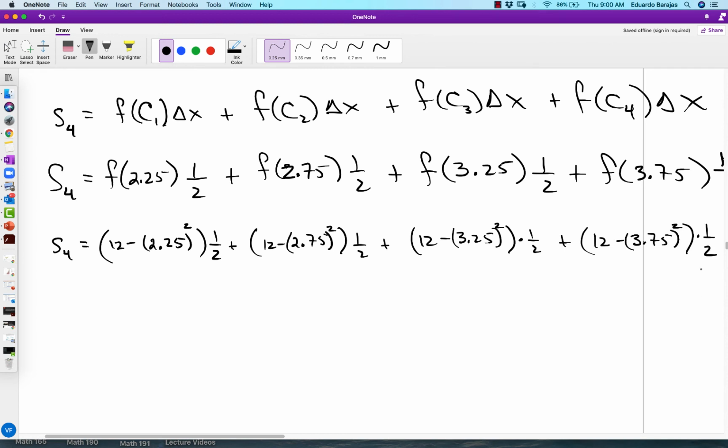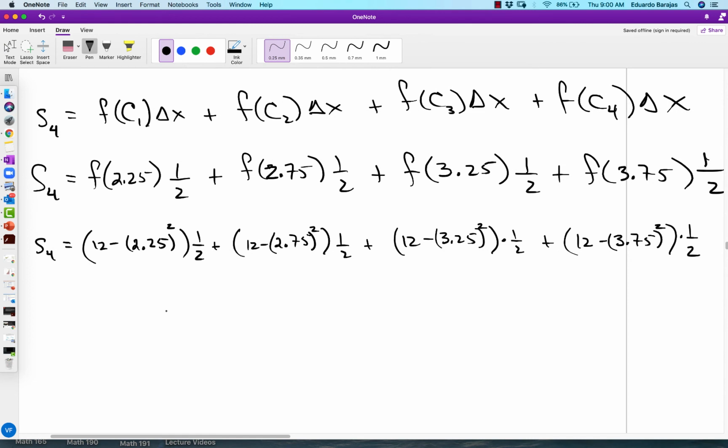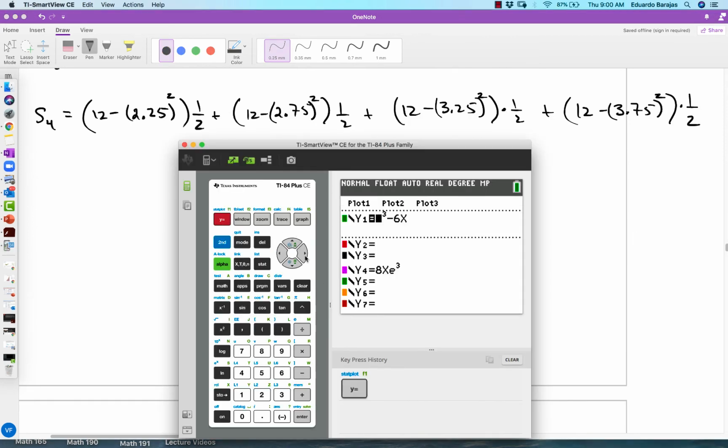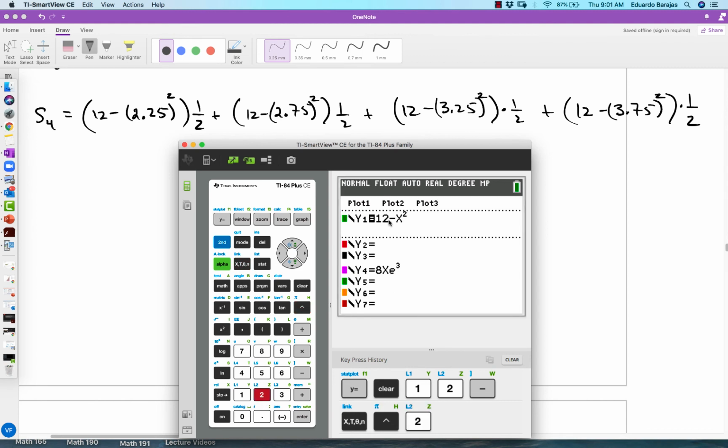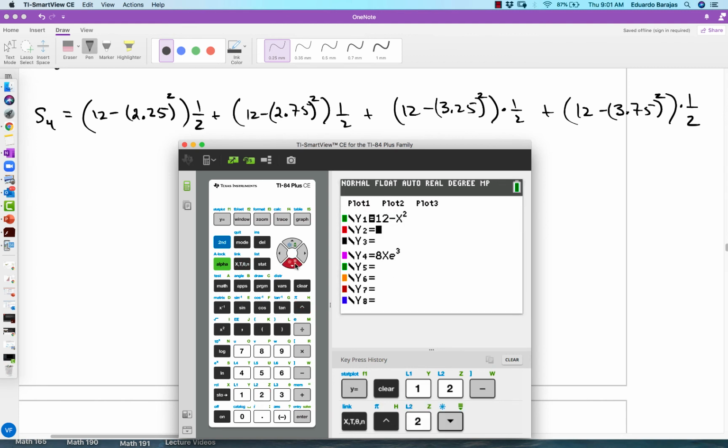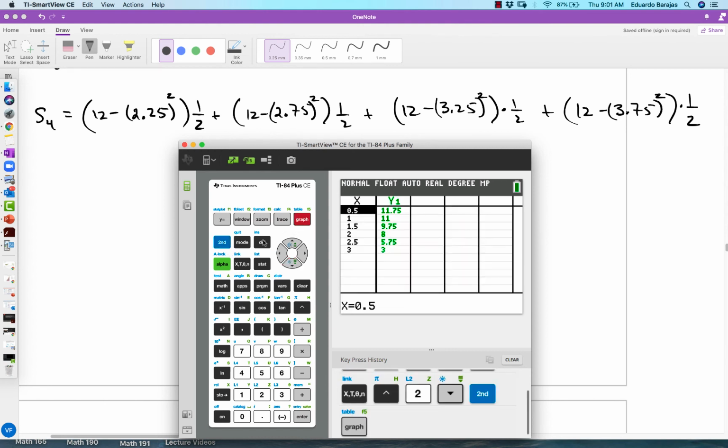Okay, so now all we have to do is evaluate this sum. This would be a good time to use your calculator, use the table function of your calculator. Okay, so let's go over to y equals and type this equation in. It's going to be 12 minus x to the power of 2. 12 minus x squared. There it is. Okay, so then we're going to go over to our table, delete anything else that's already in there, and type in our values. So the first one is 2.25. It'll automatically square it. And while we're at it, I suppose I might as well just multiply by a half as well, huh?